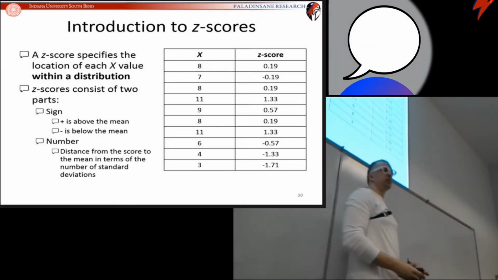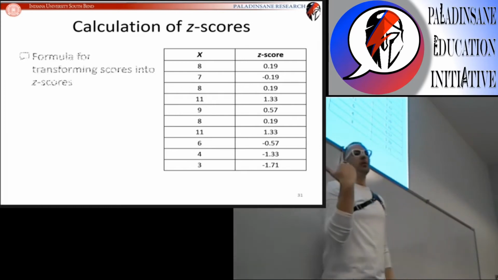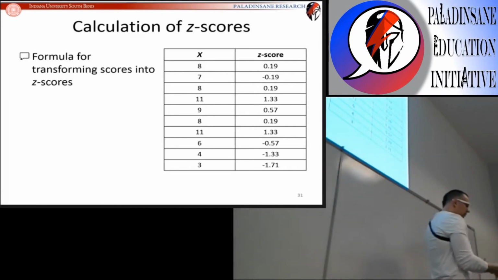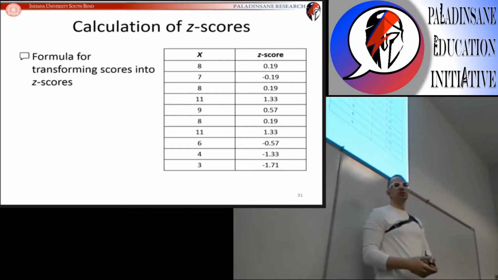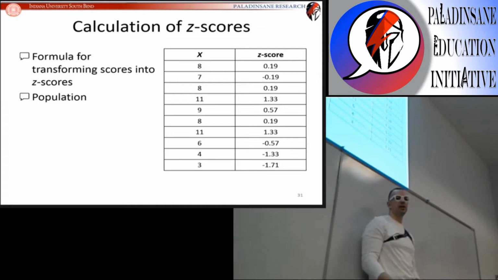So how do we get these wonderful scores? How do we calculate these super useful tools? Well, the formula for transforming raw scores into a z-score, whether you're dealing with a population or a sample, is basically the same idea. A z-score is going to equal your raw score minus your population mean. So if you're dealing with population raw scores, your z-score equals your raw score minus your population mean, and then all of that divided by your population standard deviation.